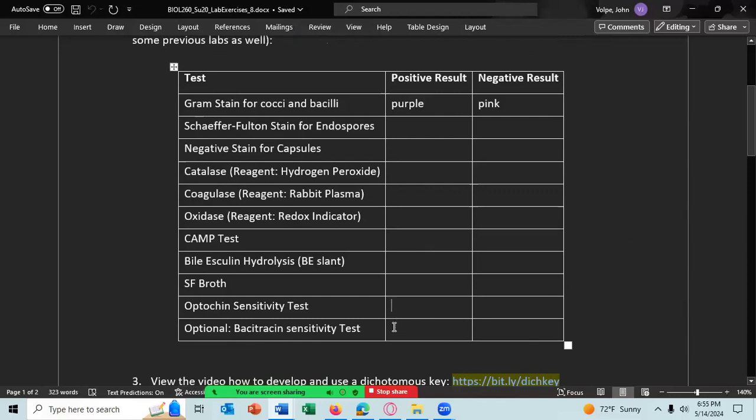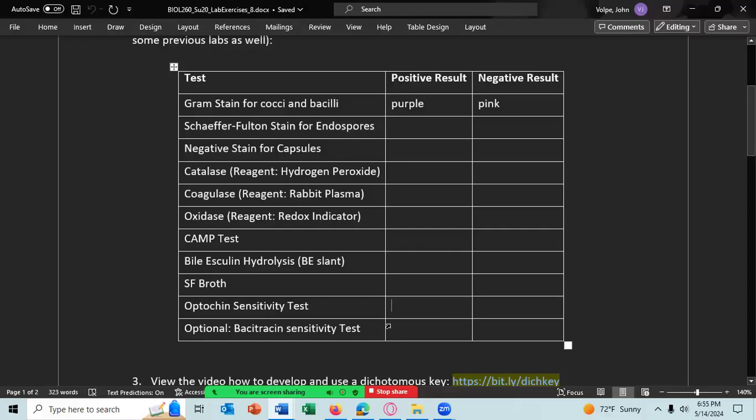I've got that in there because you need to know about the bacitracin sensitivity test to answer one of the lab questions. I think it is in the case study. Next term, I think I'll make that required, but at the moment it's still optional.